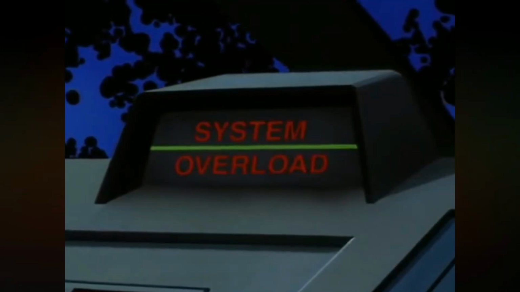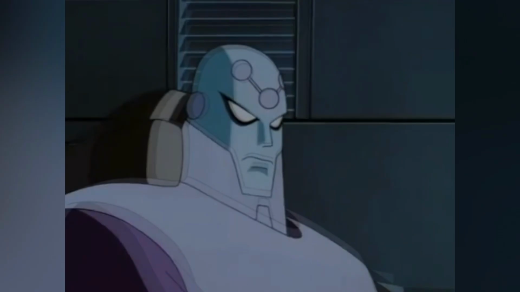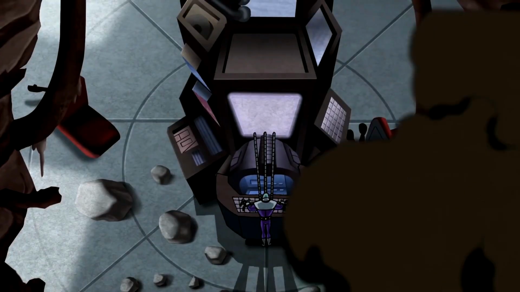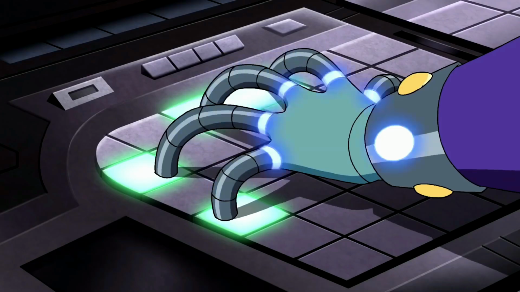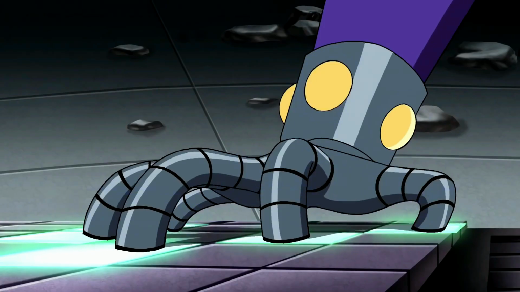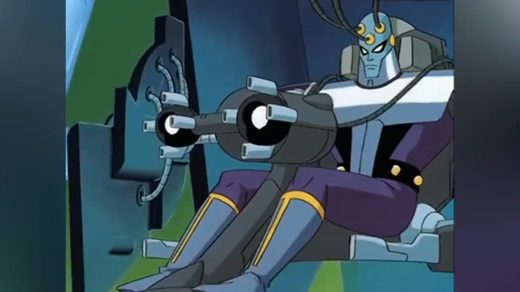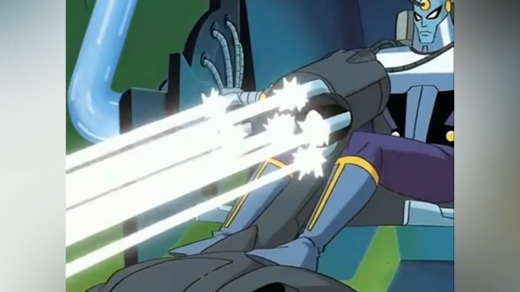Brainiac's ultimate goal is to apply its knowledge to the entire universe, making it the most powerful being in existence. It sees itself as a superior being with a duty to collect and preserve knowledge for the betterment of the universe. However, Superman sees Brainiac's actions as a threat to innocent lives and the preservation of cultures and civilizations.